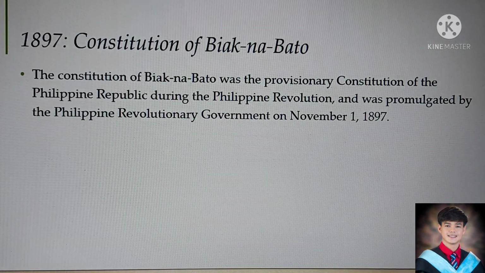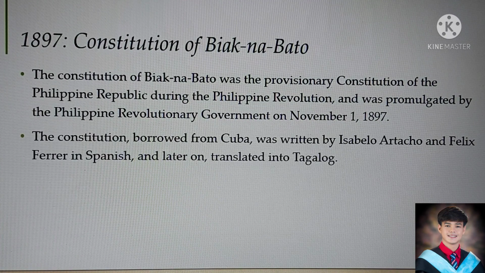So yung saligang batas ng Biak-na-Bato, ito yung tinatawag nating provisional constitution kasi wala pa tayong saligang batas before that. Ito ay nilikha o tinatag ng tinatawag nating Philippine Revolutionary Government. Kumbaga tungo sa ating kasarinlan, which is independence of the Philippines, prior to our Philippine independence. Ito yung itinatag na konstitusyon para sa ating bansa, which is Biak-na-Bato.